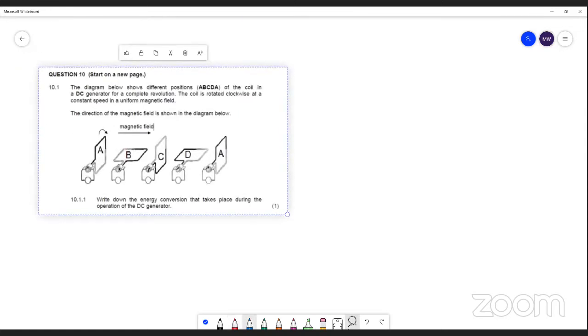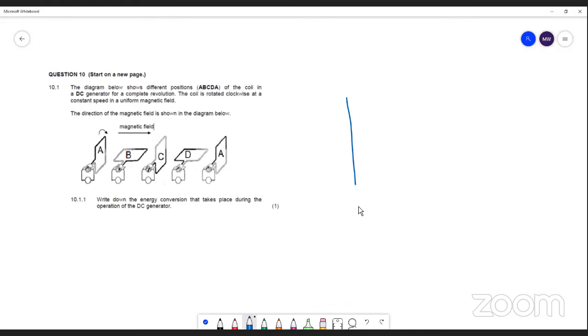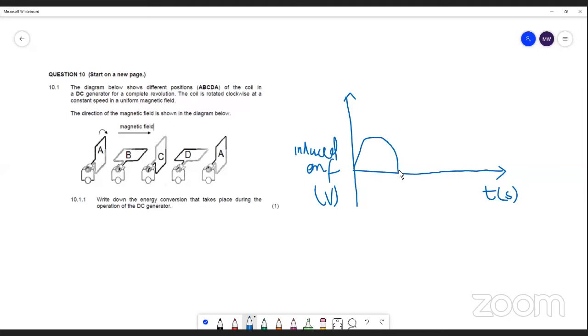So DC current, so I know my graph's just going to stay on one side of the x-axis. So this is time in seconds. And then this is induced EMF, which is voltage. Yes, Cal, I like your graph. So it'll look like this. Okay, obviously my curves are going to be exactly the same size. I just can't draw like that using my mouse.